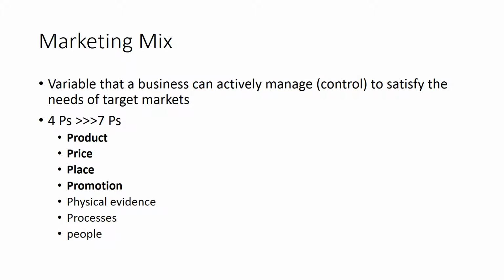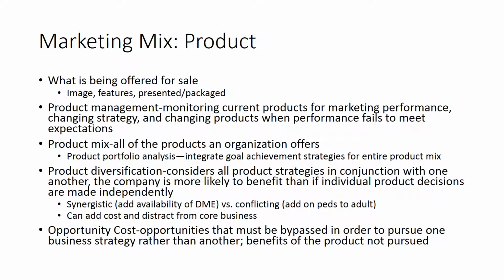So we want to talk about our marketing mix. This is really important. These are the variables that we as a business physical therapy provider can actively manage or control, so that we know we're satisfying the needs of our target market. The marketing mix, the subcomponents of what you can control, started out being known as the 4Ps. It's since expanded into the 7Ps. The original 4Ps were product, price, place, and promotion. And then the 3Ps that have been added are physical evidence, processes, and people.